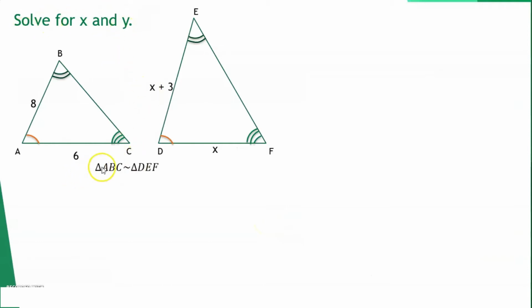Given this, triangle ABC is similar to triangle DEF. Find the value for x. Given here 8 and 6, their corresponding sides are x plus 3 and x. So here we will have its proportion. For triangle ABC, we have 8/6. For triangle DEF, the corresponding sides are (x plus 3)/x.